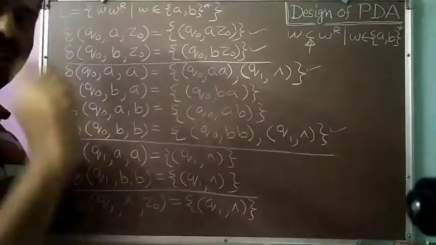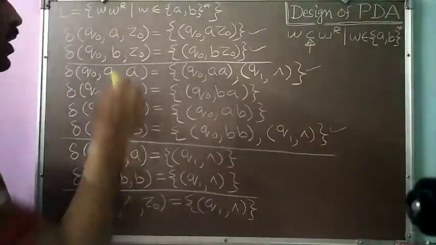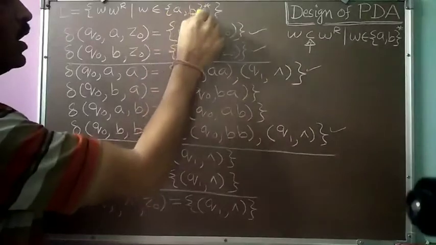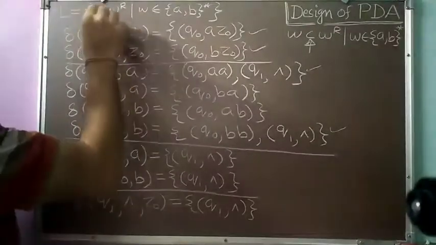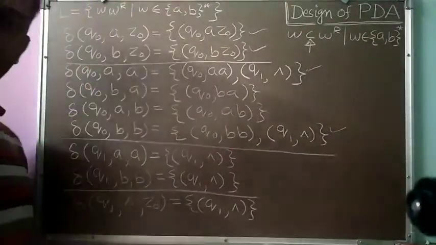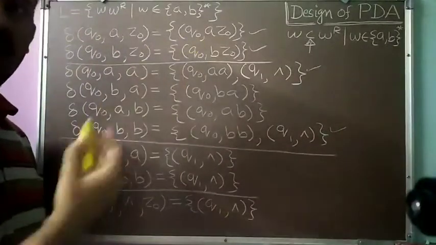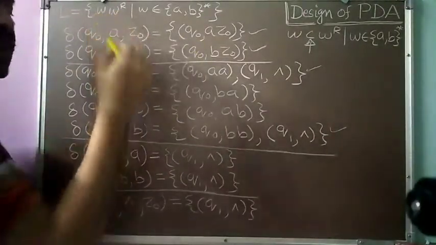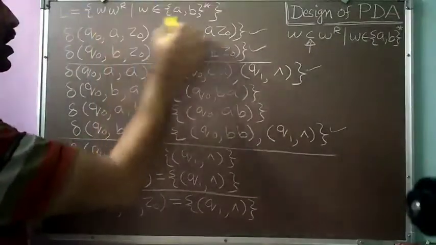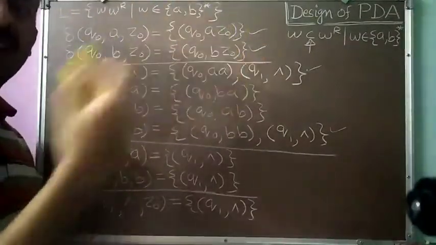Now there is one more situation left. That situation is because W can be empty as well. So if W is empty, WR will also be empty. Its reverse will also be empty, the null string. And the null string will be the null string. So meaning thereby this language also contains the null string.